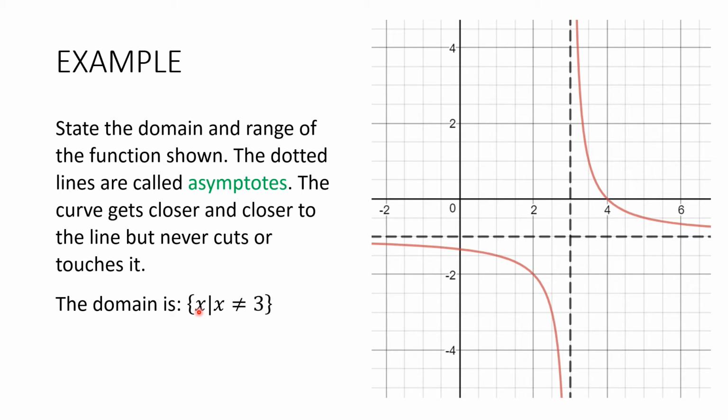So this is what we will write. The domain is all values of x such that x is not equal to 3. And the range will be values of y such that y is not equal to negative 1.